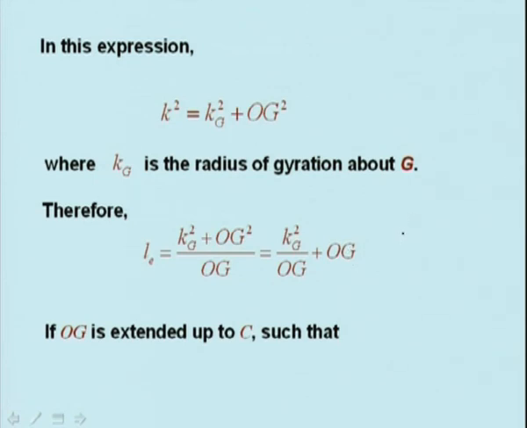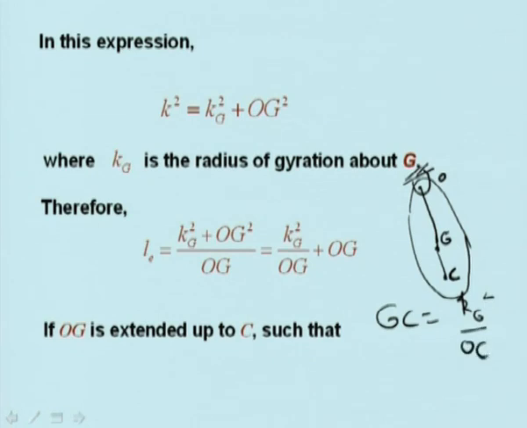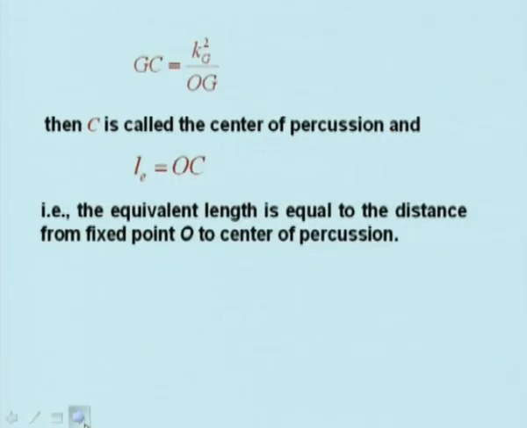Now if you have a compound pendulum like this, and here this point is extended up to some point C, where OC is equal to OG plus kg square by OG. That means GC is equal to kg square by OG.